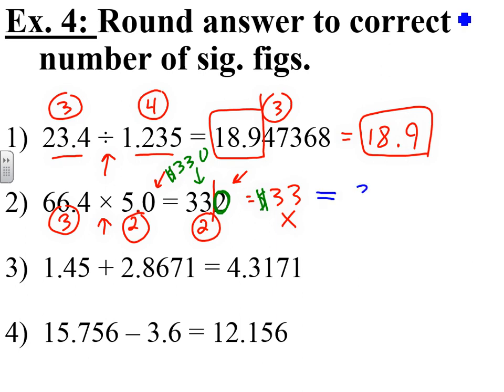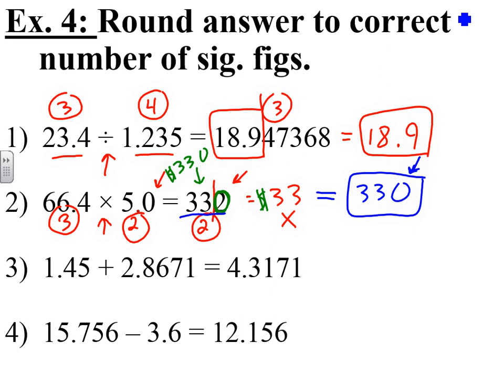So with a big number like this, if you want to reduce significant figures, you just make zeros in the end. Remember, this 0 is not significant because there's no decimal place. So this is your final answer, 330. Do not put the decimal place there. All right, let's keep going.